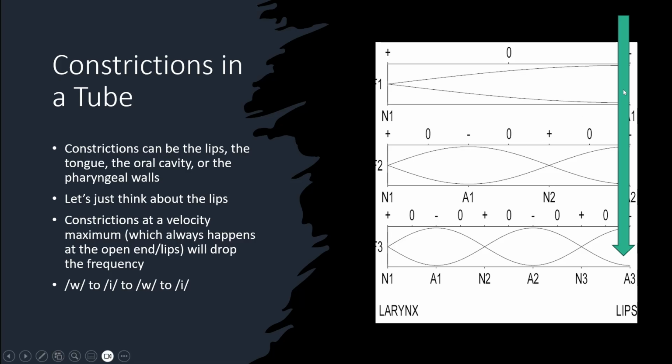So right here at the end of the tube, this is where the lips are. If we make a constriction at the lips, it's always going to be at a velocity maximum. This is going to drop the frequency. So think about if I was going to say E, it's just an E phoneme, and then I'm going to close my lips while I say it. E, like that. Sorry, that's my phone ringing. It's the same phoneme, but I'm closing my lips to make like a W sound. So W, E, W, E.